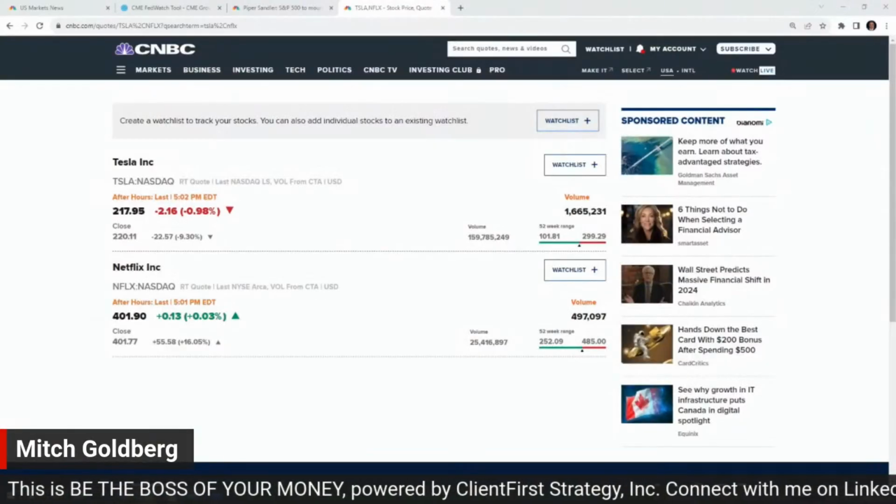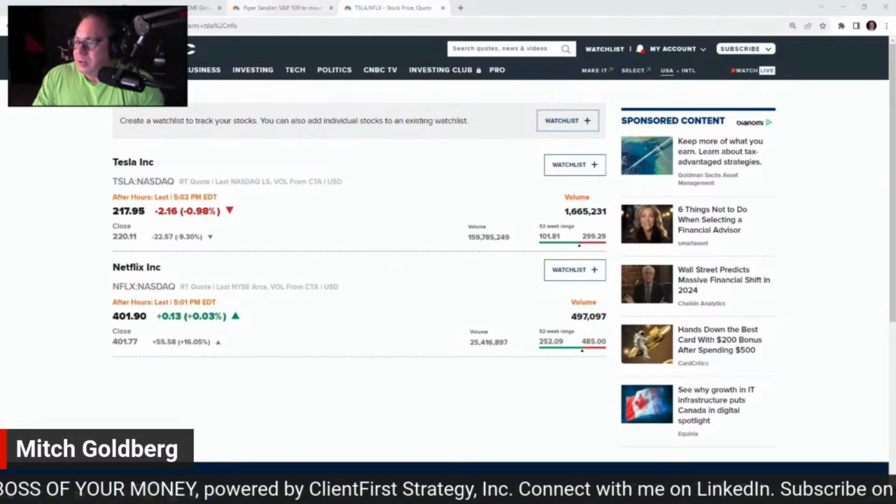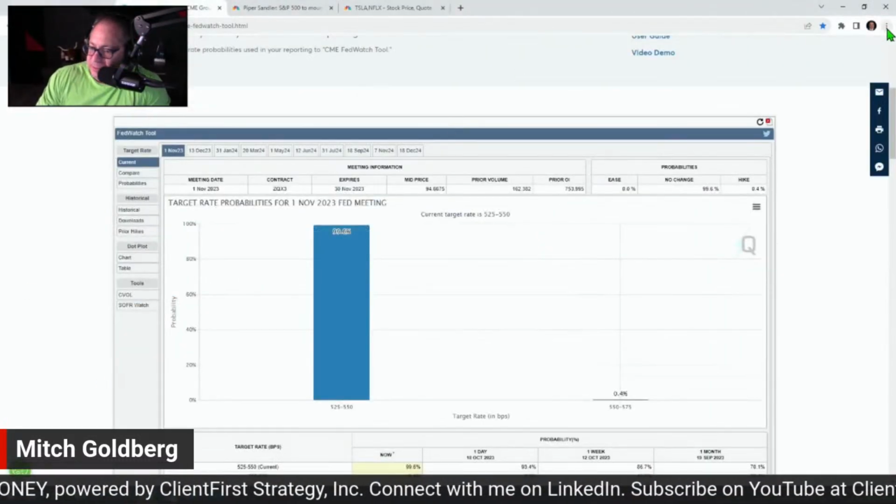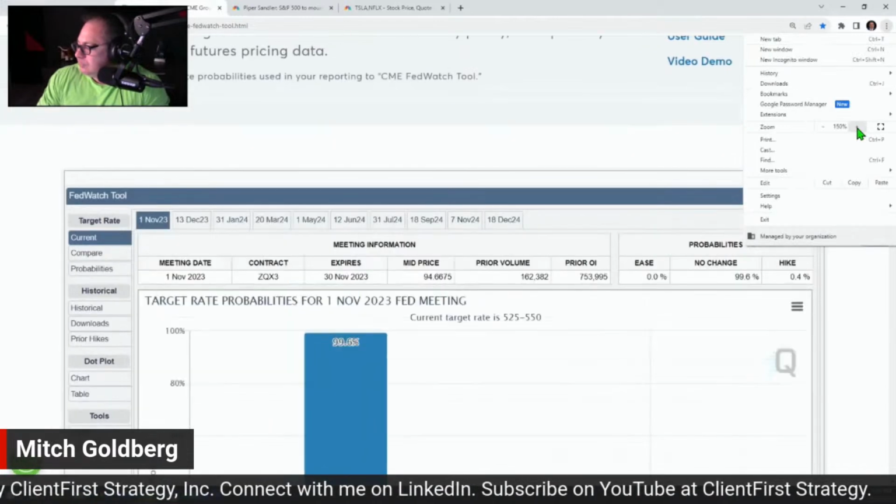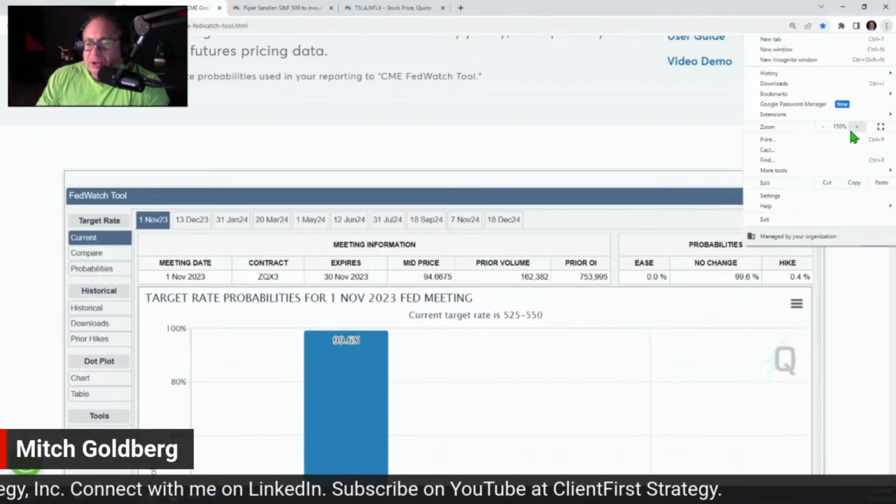Of course, I have my cell phone exactly where my mouse would go, so that just threw me off. Okay. All right. Let's go over here. I'm going to make this a lot bigger. You can see that, right?